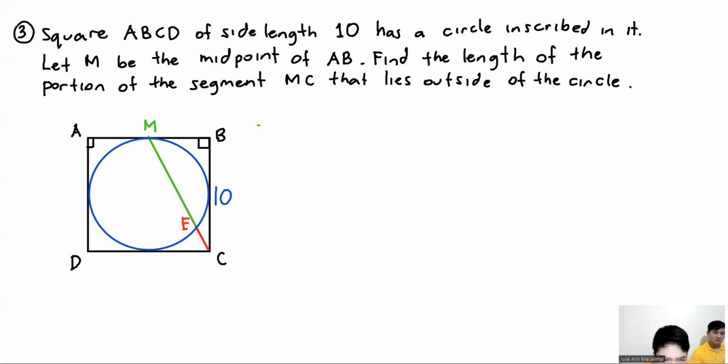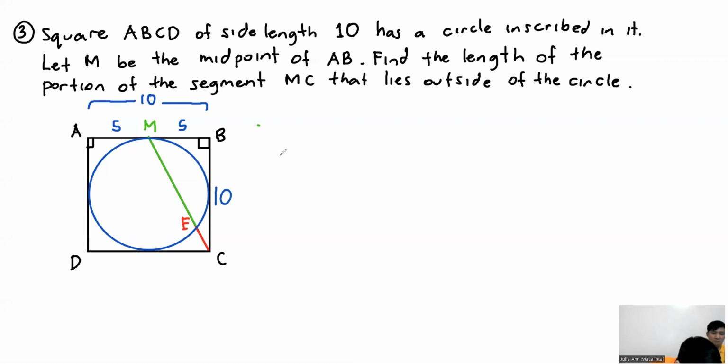Since M is the midpoint, and this is a square, AB is equal to BC is equal to CD is equal to AD. So AB is also 10. This is 10. Therefore MB is equal to 5. Similarly, AM is equal to 5.